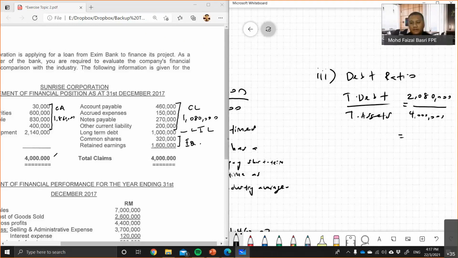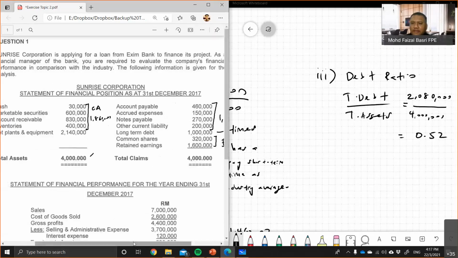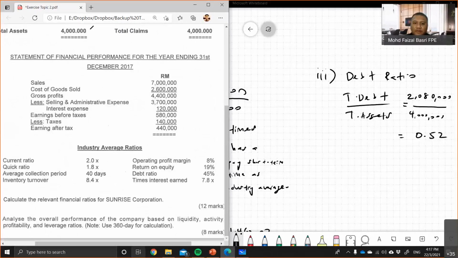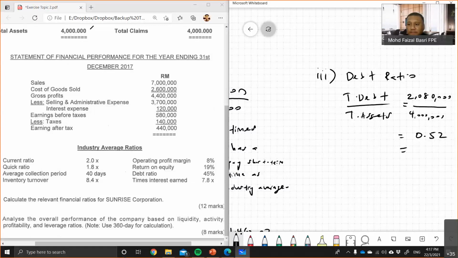So berapa tu? So 2.08 divided by 4 million. So. Okay. Again, sometimes we tak ingat, okay, is it times? Is it percentage? Is it days? Go back to here. Okay, that ratio is in percentage. So therefore, you convert it in percentage, you times 100. So it will be 52%. Okay, it will be 52%.